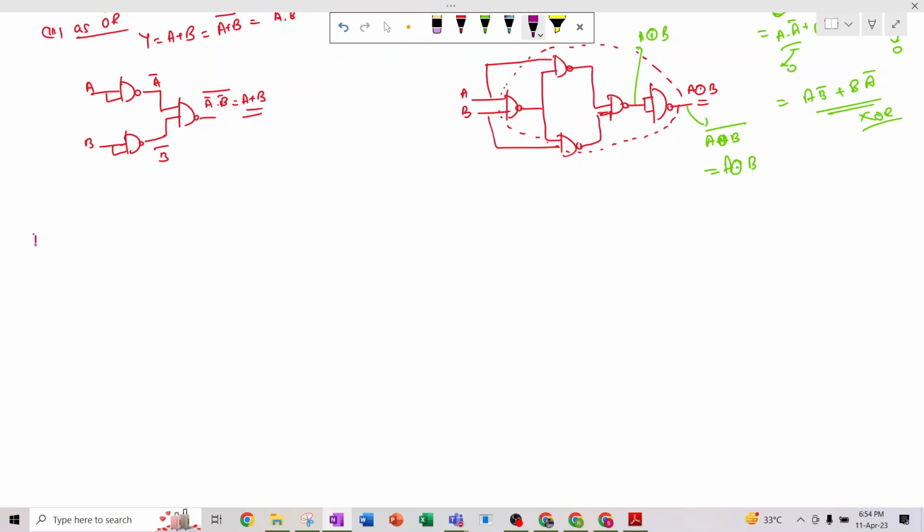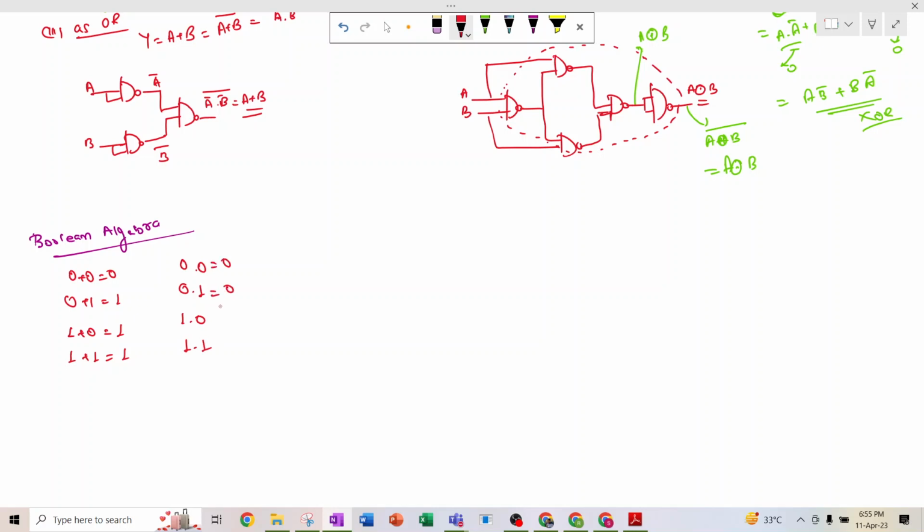So this is some Boolean algebra that I am going to discuss. There are some laws of Boolean algebra. First one is 0 plus 0, 0 plus 1 becomes 1, 1 plus 0 becomes also 1, 1 plus 1 becomes also 1. Similarly 0 multiplied by 0, 0 multiplied by 1, 1 multiplied by 0, and 1 multiplied by 1. So it will become 0, 0, 0, and 1.